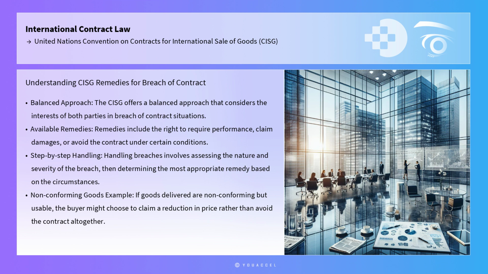Moreover, the CISG addresses remedies for breach of contract, offering a balanced approach that considers the interests of both parties. Remedies include the right to require performance, claim damages, or avoid the contract under certain conditions. A step-by-step approach to handling breaches involves first assessing the nature and severity of the breach, then determining the most appropriate remedy based on the circumstances. For instance, if the goods delivered are non-conforming but usable, the buyer might choose to claim a reduction in price rather than avoid the contract altogether.